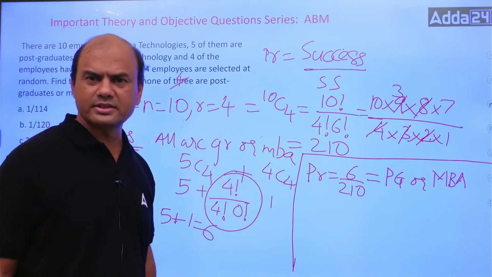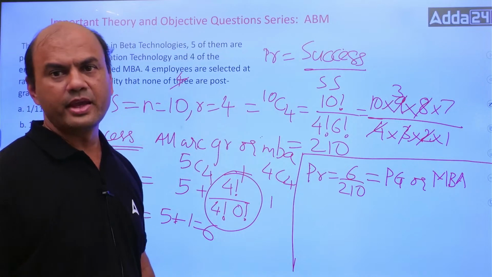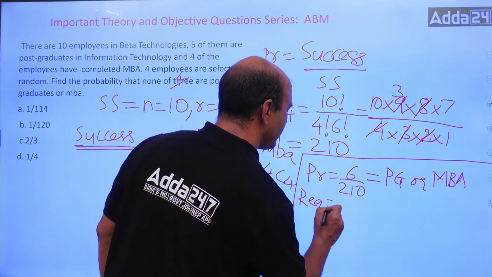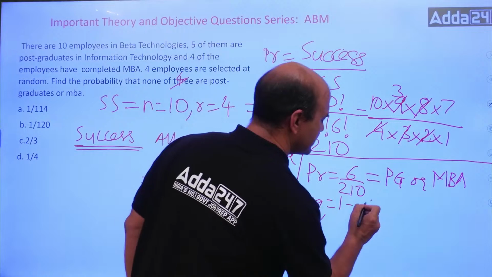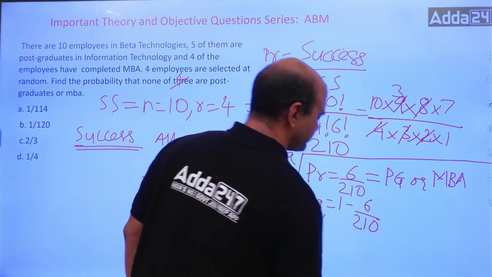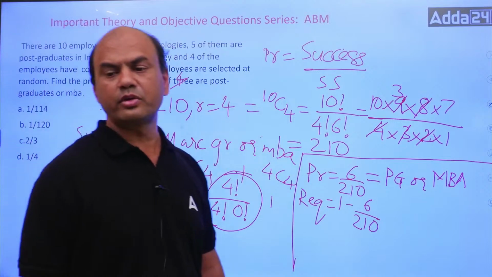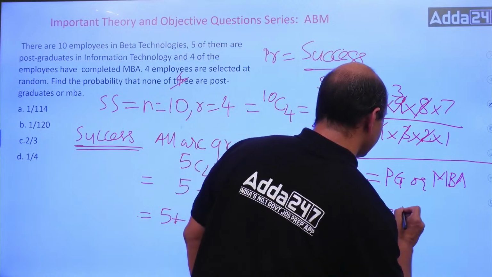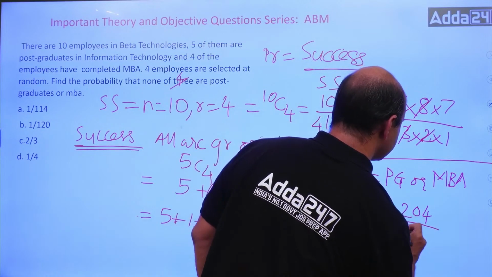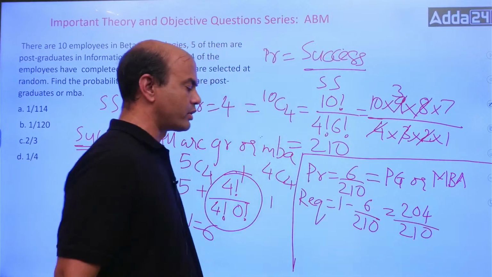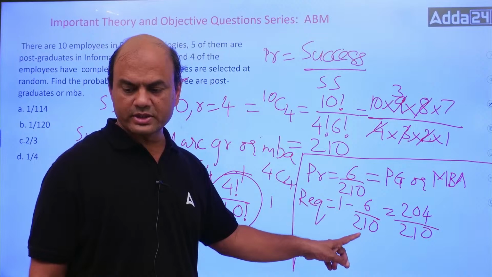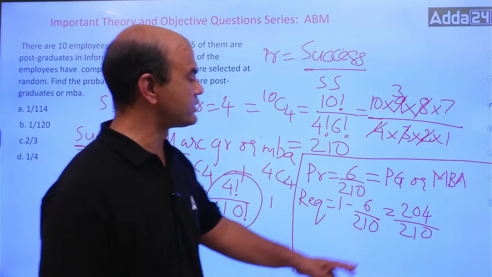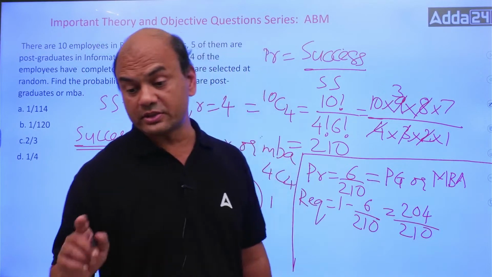So what will you do in this case? This is a complementary event. In a complementary event, the required probability equals 1 minus 6 upon 210. So 210 minus 6 is 204, divided by 210. How is this 204? 210 into 1 minus 6 upon 210. So you get 204 upon 210. So this is your answer.